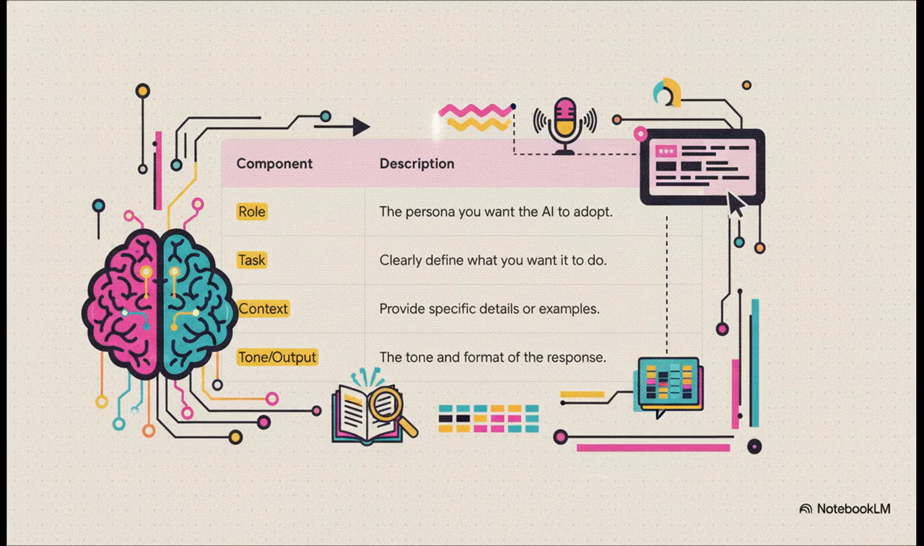And the formula for this is just beautifully simple. It's got 4 parts: role, task, context, and tone/output. So basically, you're telling the AI who to be, what to do, what it needs to know, and how you want the final answer to look and sound.